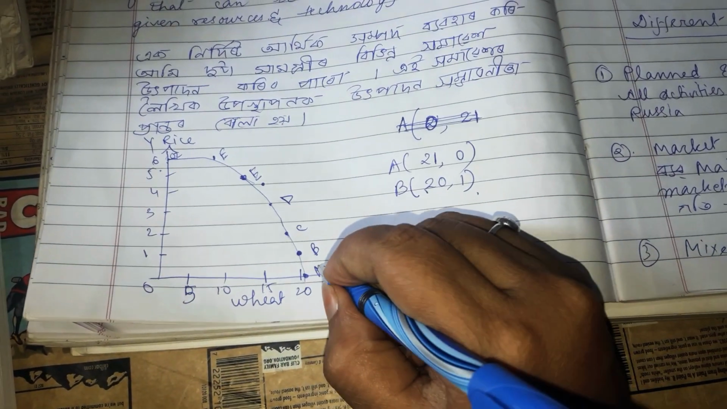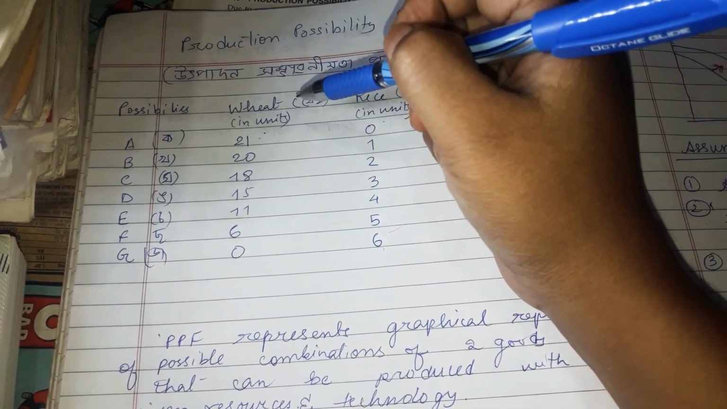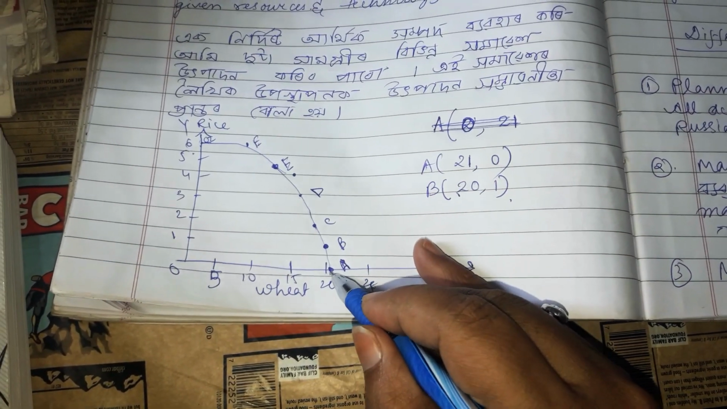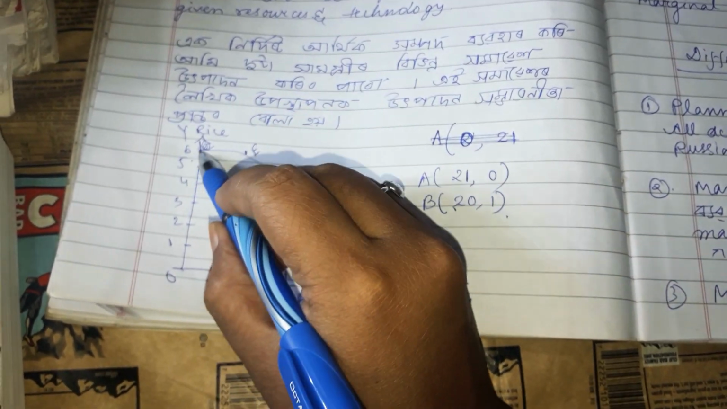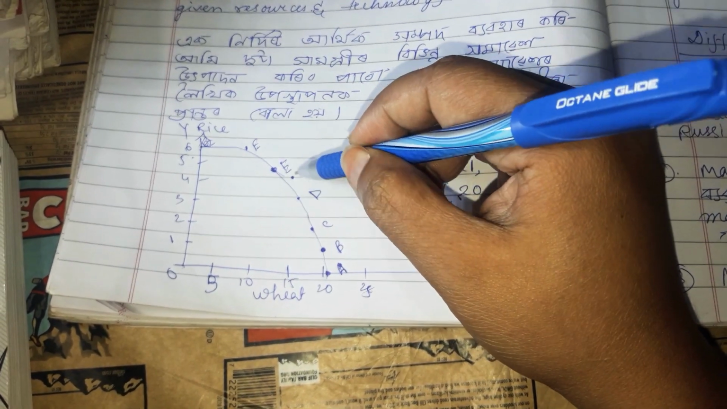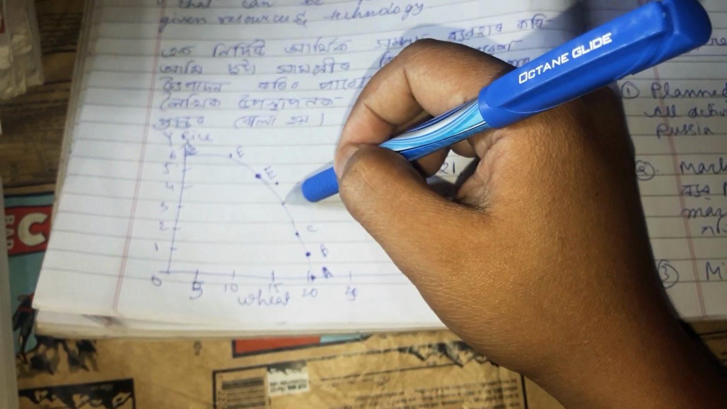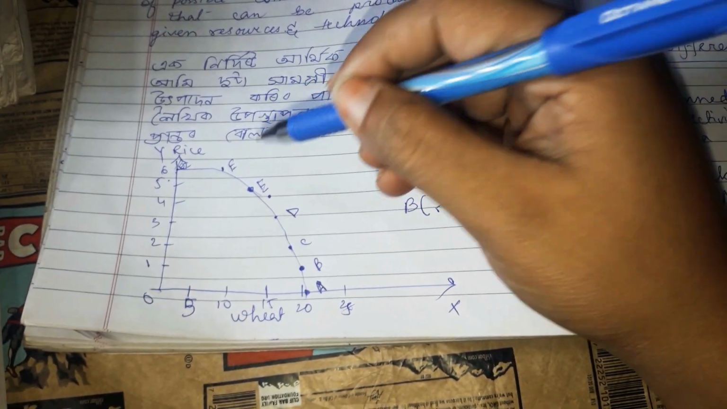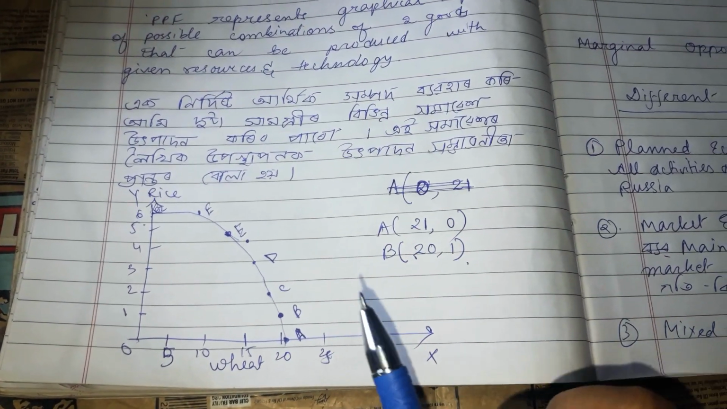Suppose at point A, he could produce how much? 21 units of wheat and 0 units of rice. Likewise, the Z combination was 0 units of wheat but 6 units of rice, and there are all these combinations B, C, D, E. If we join all these combinations, it will take a curvature, and this curve will be called the production possibility curve. These are the combinations of the production possibility curve.